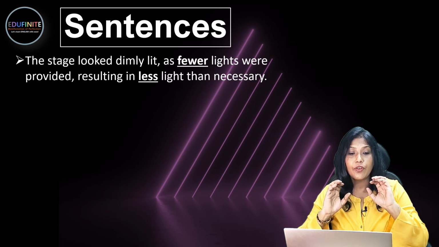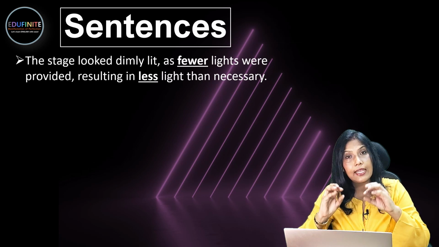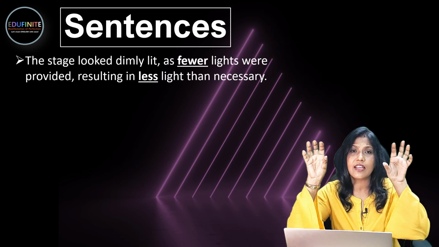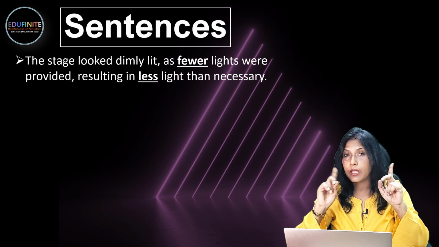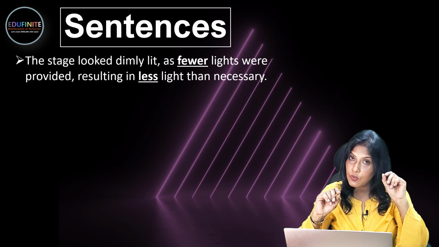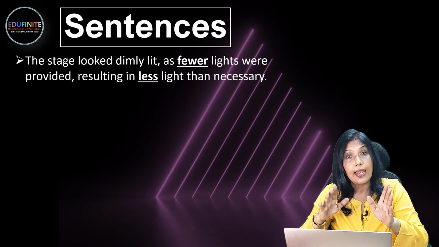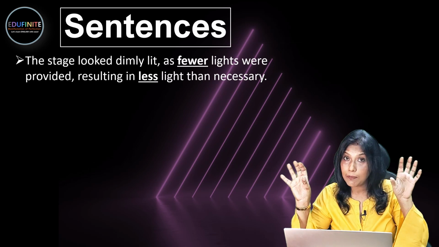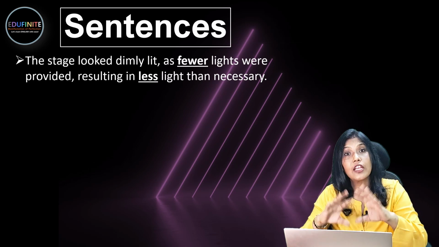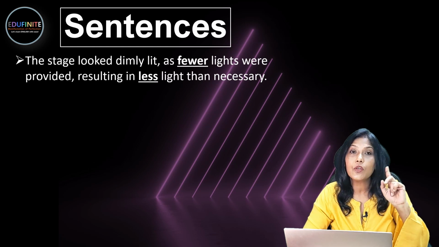Well, over here, I have used fewer with lights. Here, lights means literally lights. That means the bulbs. So, they are countable. So, those lights are countable. So, I have used fewer with it according to the rule. And in the next part, less light. Here, light does not mean bulb. It means the brightness or the luminescence. So, that is again uncountable. So, we have used less with it.